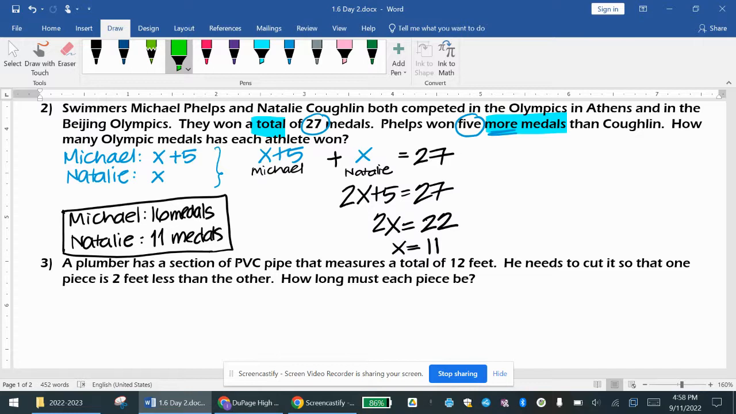Okay, let's do the same thing with number 3. Read the problem, so pause the video, read the problem, underline, circle anything that you think is important, then push play when you're ready to work it out.